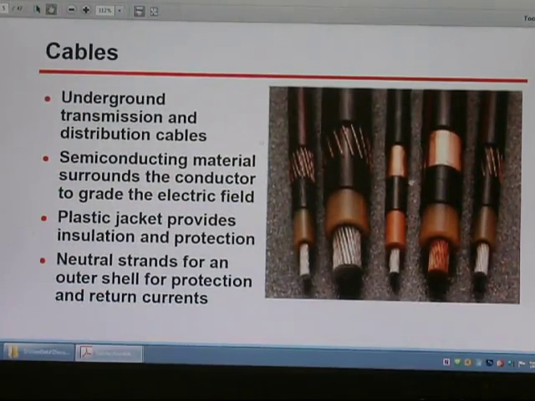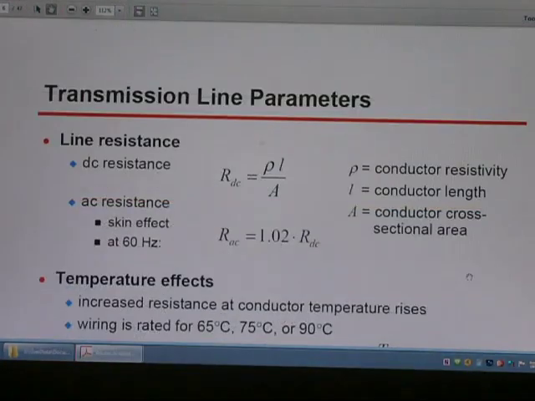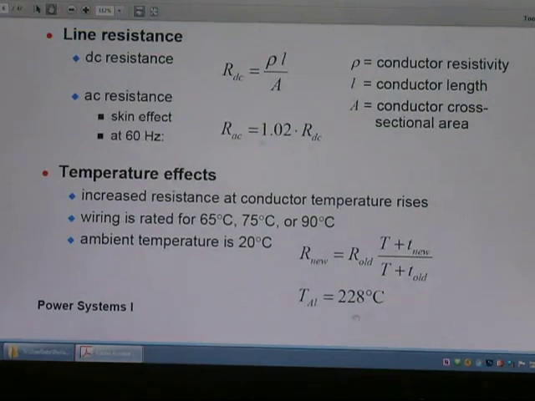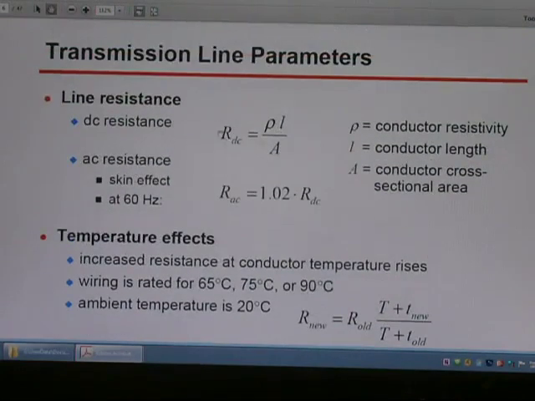cable, distribution cable. And those are the transmission line formula. Line resistance can be calculated by this equation, and this is the AC resistance and DC equation. This is the temperature effect equation.